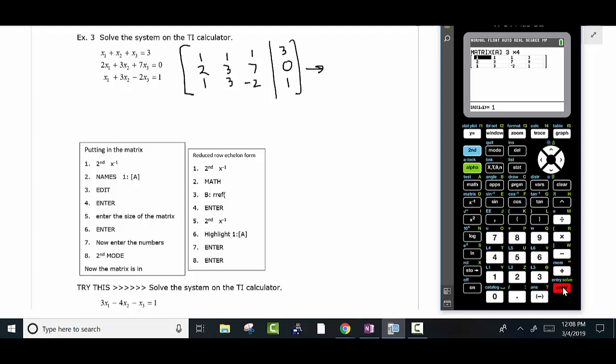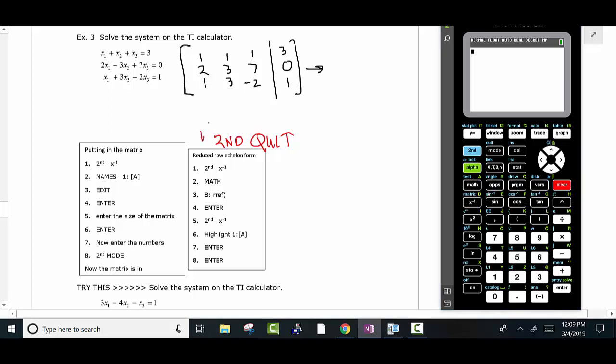Okay. Now what you want to do is you want to have the calculator put this in reduced row echelon form. So you start over again. One thing that you want to do is you want to quit. So if you've got that on your calculator, you have this quit button right here above mode. That takes you back to a clear screen. So you got to go second mode to get to a clear screen. Then just do the steps in this second box right here.